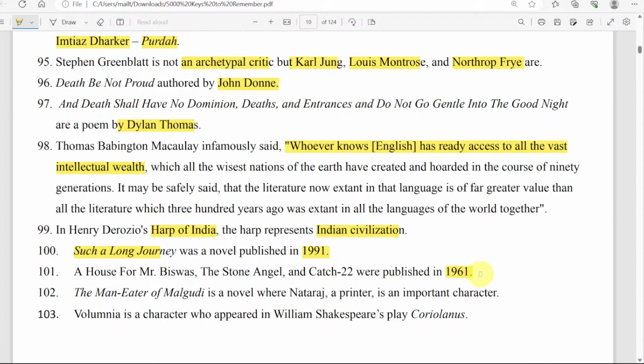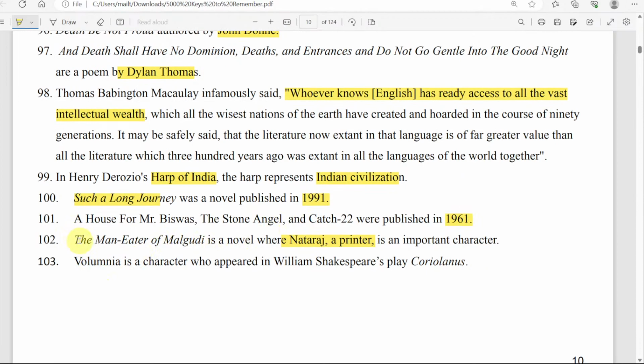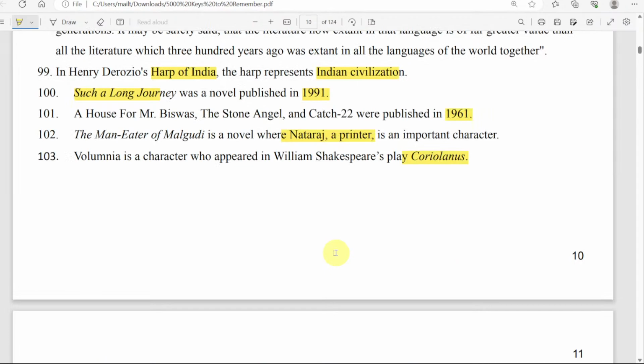Remember the day? The Man-Eater of Malgudi is a novel where Nataraj is a printer and an important character. Volumnia is a character who appeared in William Shakespeare's play Coriolanus. Remember that. So quickly we finished 100 points. It's like you have recalled almost one question paper, right?